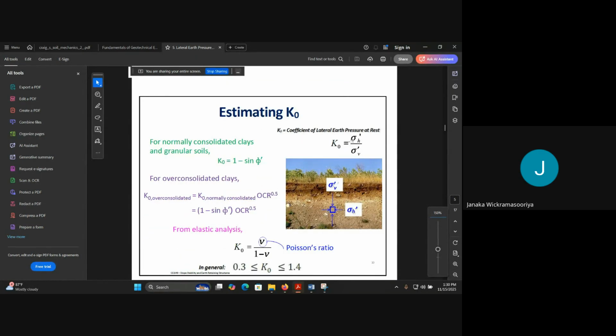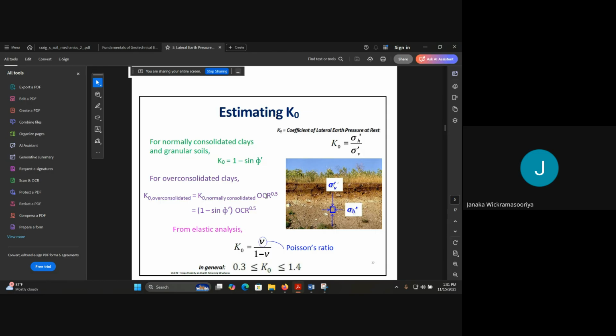Yes, if you know this sigma dash v, if we consider this particular point, then sigma dash v is the vertical effective stress. So you can find the vertical effective stress and multiply it by K naught. If you know the effective friction angle, then you will be able to find this K naught. If you know K naught, then you can find this sigma dash h. That is for the normally consolidated clays, or in most of the cases we find this one.